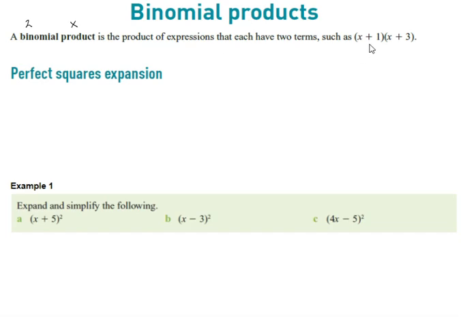For example, like we were doing in our last lesson when we were expanding these brackets here. We have two terms here, two terms here, and we're multiplying them together, which is a product. Now, sometimes these binomial products have some special identities, special rules. One example is called a perfect square expansion. A perfect square expansion comes from the fact that both factors that we're timesing together are identical.